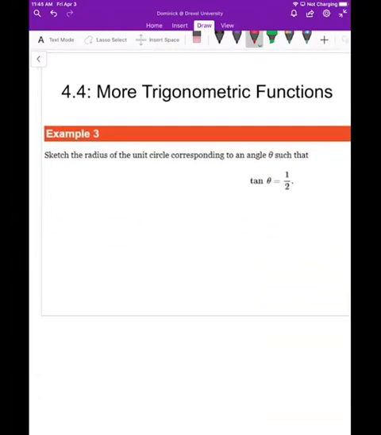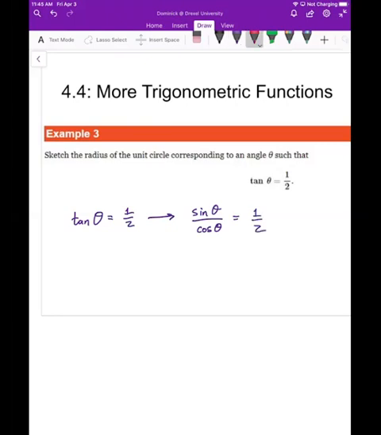Okay, so let's take a look at an example. We want to find the radius of the unit circle corresponding to an angle of theta such that tangent of theta is equal to 1/2. So we essentially need to find what angle gives me a tangent of 1/2, right? Well, let's use what we know. We know that tangent is sine over cosine, right? So we can say that sine over cosine is 1/2.